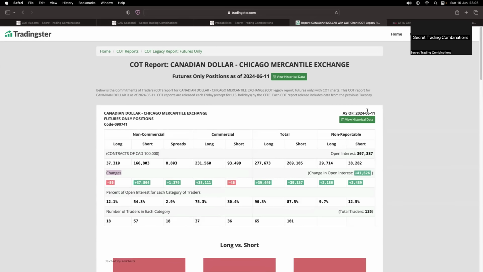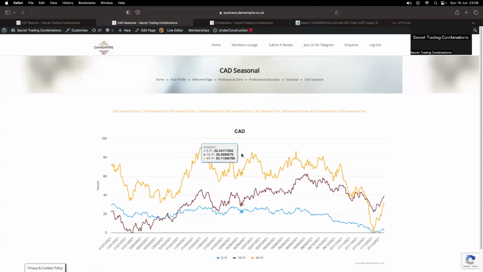Now, this gives us a sentiment. We need to know specific dates of entry. It doesn't give us any entry dates. So in this case, looking at the COT report for Canadian dollar, for example, we see that it's showing us long, right? And then if you go to the seasonality of Canadian dollar around this date, so 16th of June.